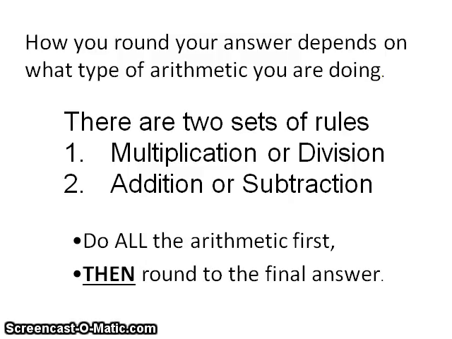We're going to look at two sets of rules. One of them holds for multiplication and division. The other holds for addition and subtraction. In any case, including the one in which both addition or subtraction and multiplication or division are done, do all the arithmetic first and then determine the number of significant figures you should have in the final answer.